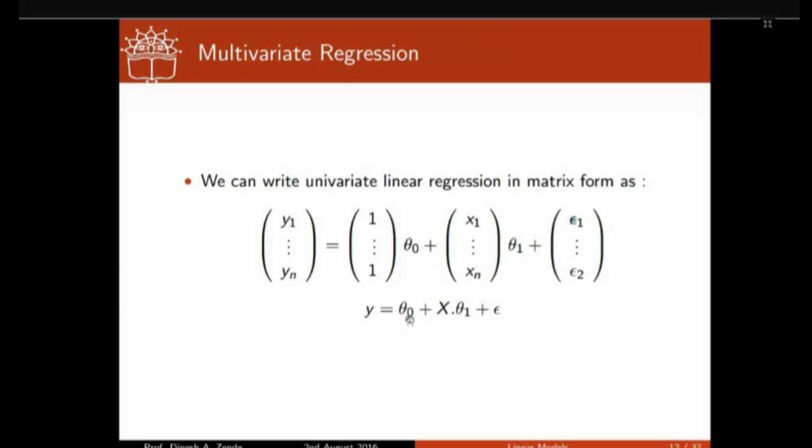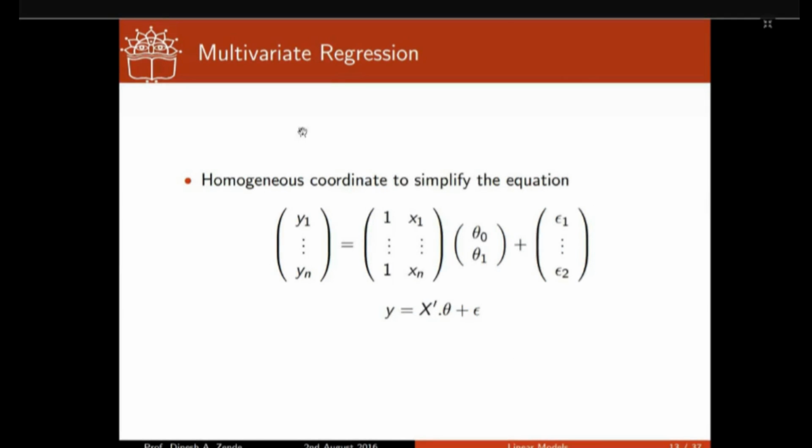So this is y equals theta 0 plus x times theta 1. This is a simple linear regression univariate model. The same thing can be applied to a multivariate model. The homogeneous coordinate system can be used to simplify the equation y1 to yn. We have already seen this.